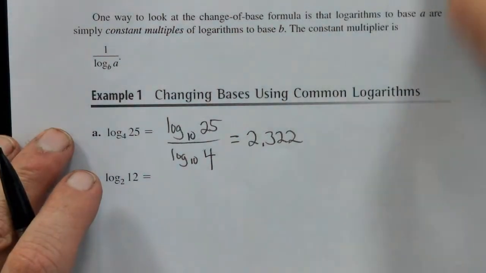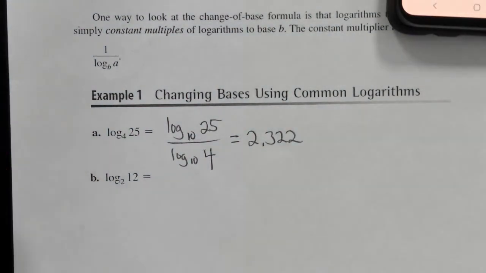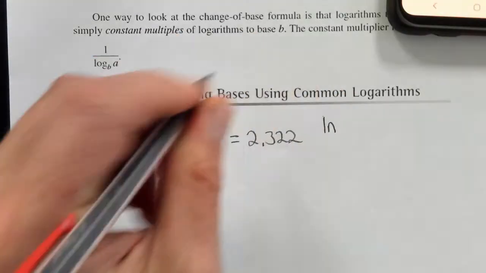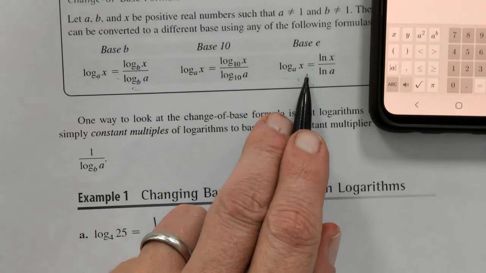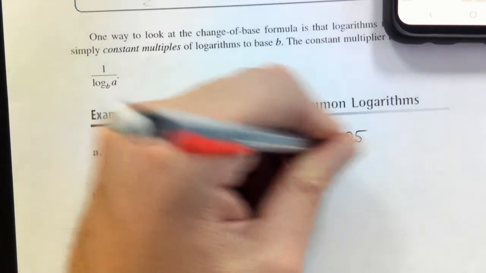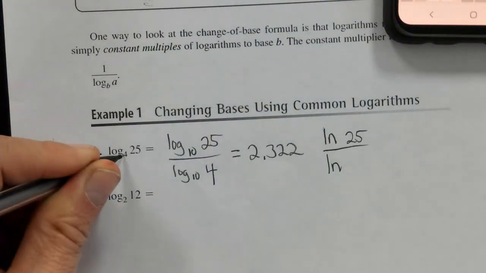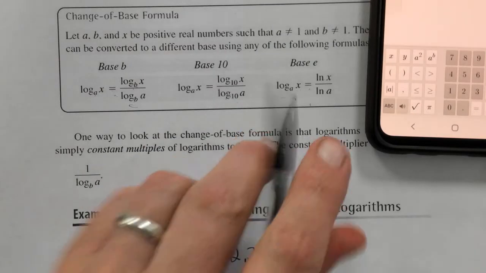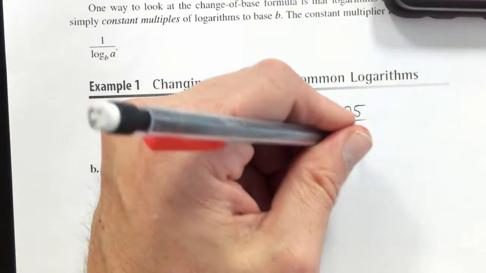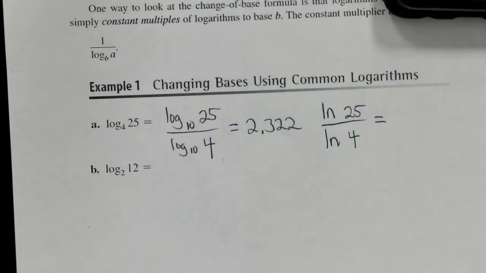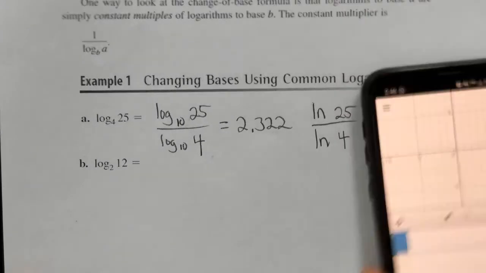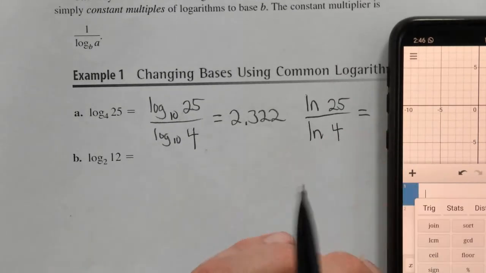Okay? And if I wanted to turn that into a natural log, then I could. That would be the natural log of, and so remember, it's the natural log of the x number, which is 25, divided by the natural log of the a number, which is the base. In this case, we're talking about 4. And so if I divide that out, then we should get the same answer. Let's see if we do.